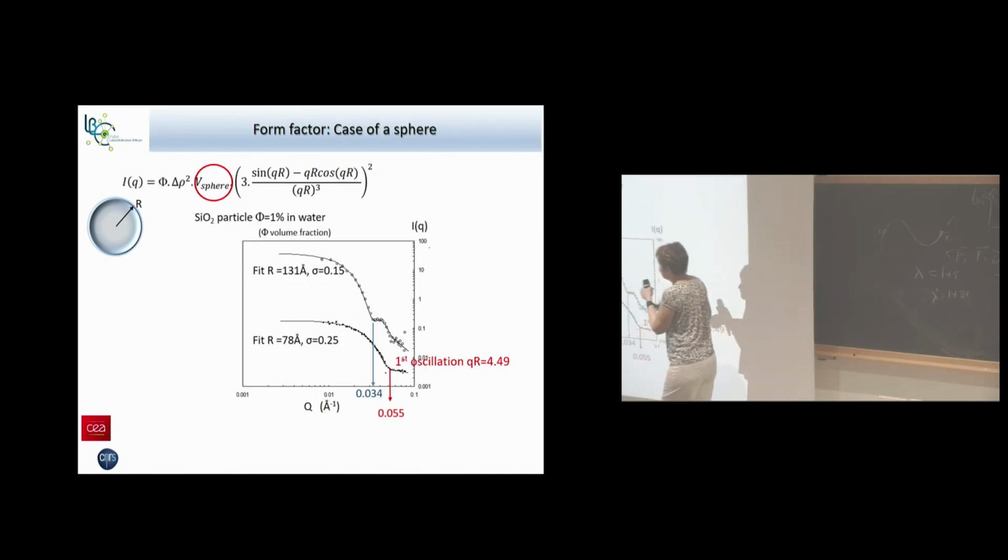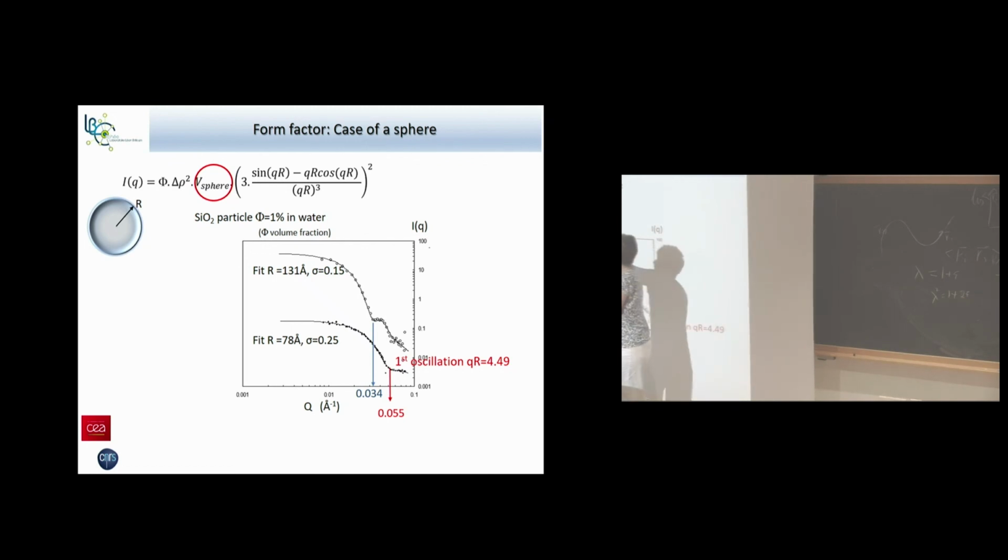Sorry. So here is an example of silica particles of different sizes, and from the position of this oscillation, you know exactly that, for example, here the oscillation is at this Q value. The oscillation of the second sample is at a lower Q value. Remember, Q is the inverse of the size, which means that the radius of this sample is larger than the radius of this sample. By simply looking at the curve, you have this information.